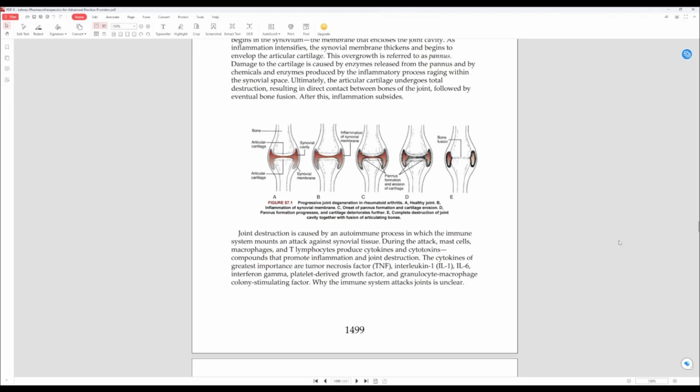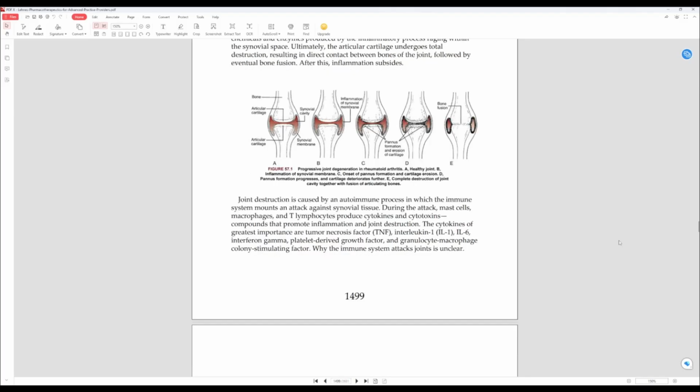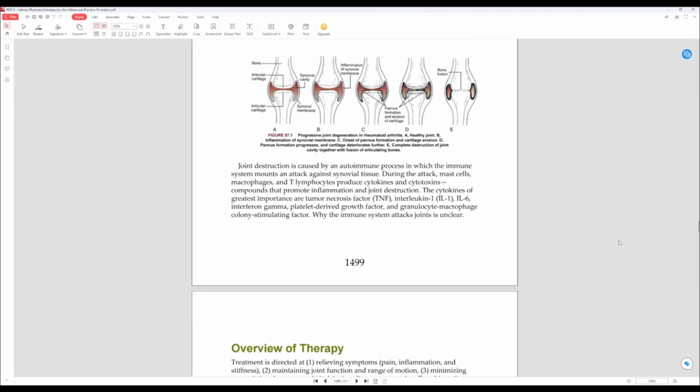Joint destruction is caused by an autoimmune process in which the immune system mounts an attack against synovial tissue. During the attack, mast cells, macrophages, and T lymphocytes start to produce cytokines and cytotoxins, compounds that promote inflammation and joint destruction. The cytokines of the greatest importance are tumor necrosis factor, interleukin 1, interleukin 6, interferon gamma, platelet-derived growth factor, and granulocyte-macrophage colony-stimulating factor. Why the immune system attacks the joints, however, is still considered unclear.